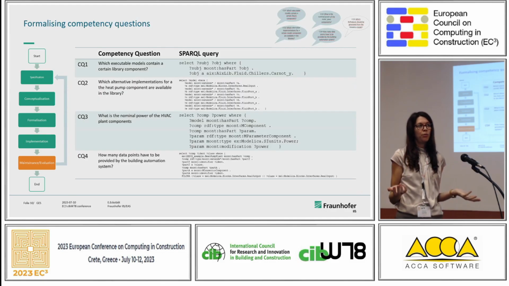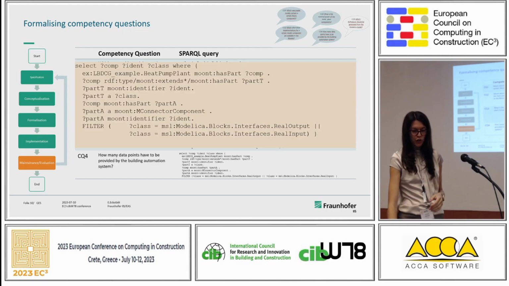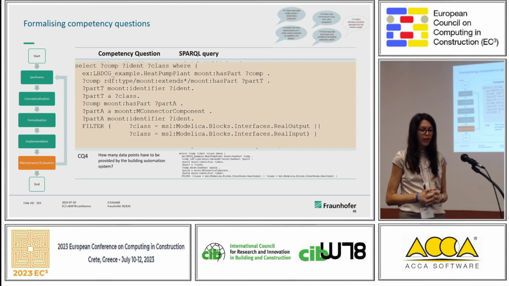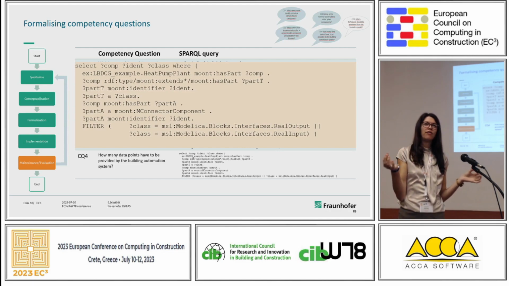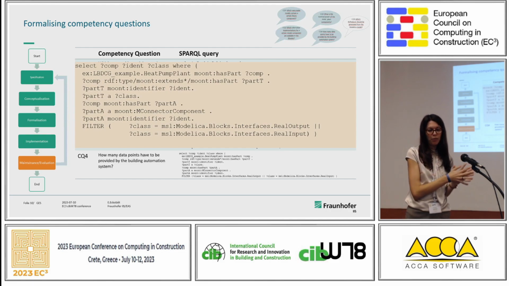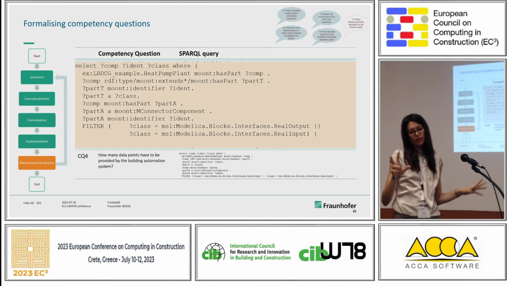To be able to answer the competency question, it is now necessary to formalize them. We decided to choose SPARQL syntax for that, and I show you the query for competency question 4. The important part here is that the information that, for example, the heat pump has a real input is not contained in the instance model of this heat pump, but is information that is contained in the library. And maybe the library component, let's name it the simple heat pump, might not have this connector in itself, but it might inherit it from some other component. Therefore, we need to have a federated graph of the example model and also of the library levels. And we need this moderately complex SPARQL query.